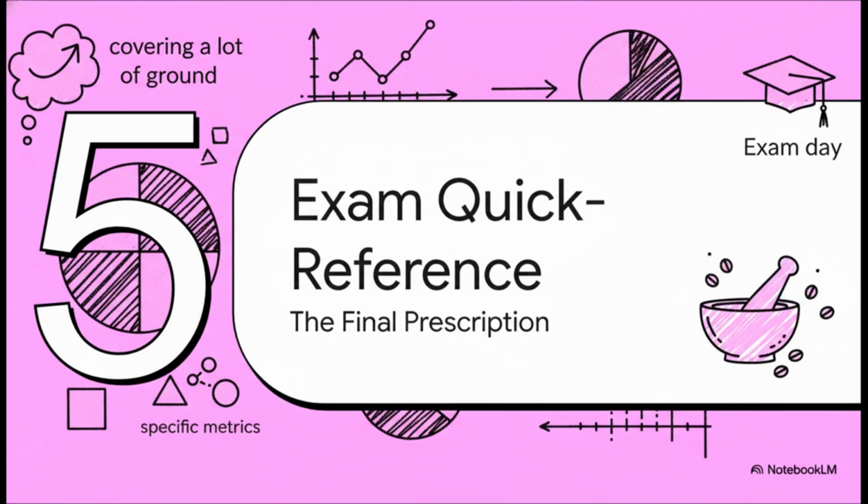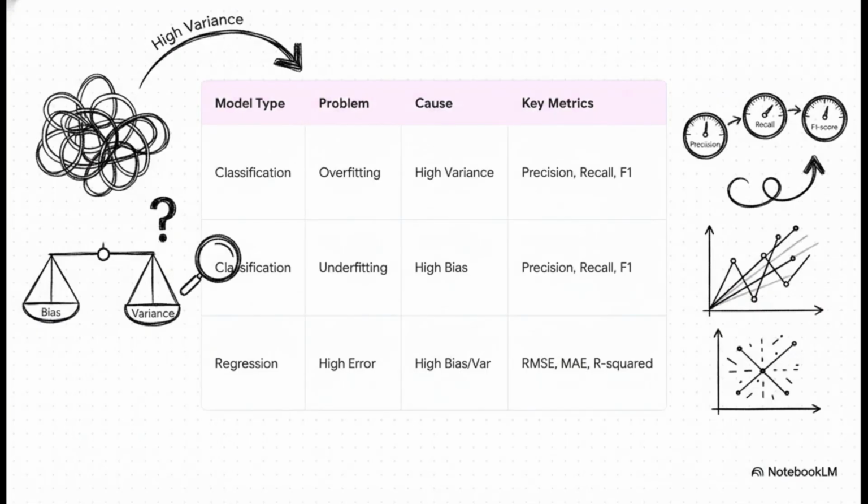Phew! Okay, we have covered a ton of ground, from just eyeballing the fit to the whole bias variance thing and a bunch of specific metrics. So now let's pull all of this together into one final consolidated study guide. Think of this as the final prescription you need to nail this on exam day. This chart connects all the dots.